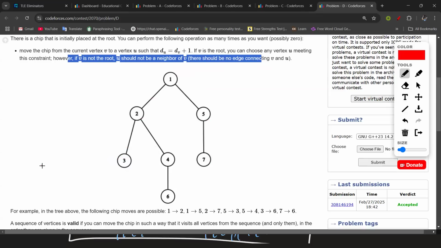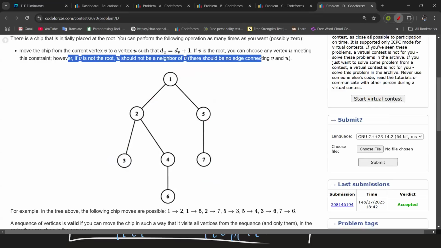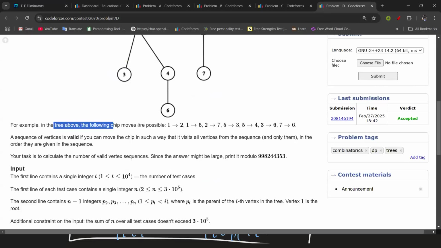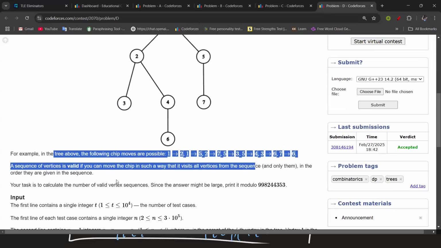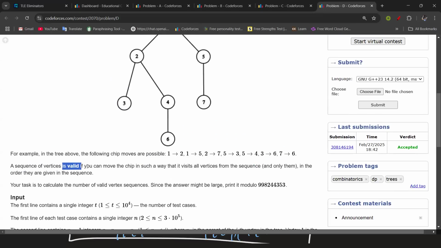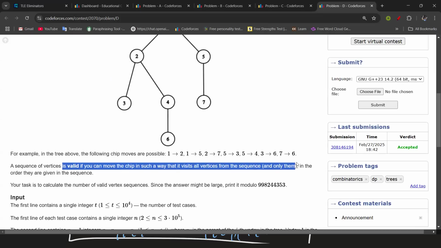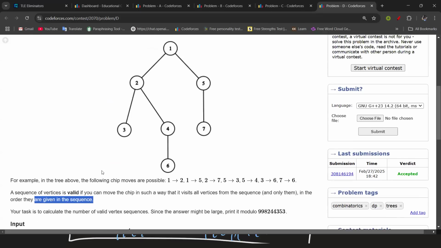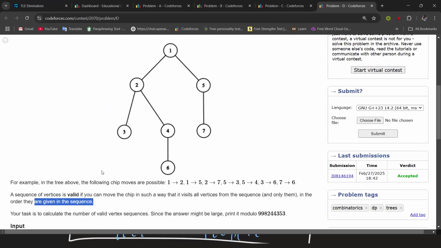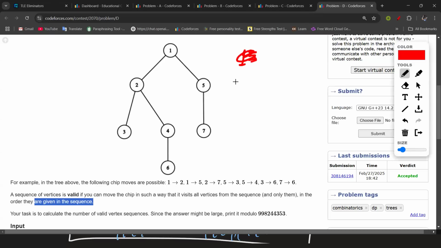Okay, now if that is clear, for example, this example that is explained. A sequence of vertices is valid if you can move the chip in such a way that it visits all vertices from the sequence and only them in the order they are given in the sequence. Okay, so you'll say that a sequence is valid if you can create this sequence by moving the chip. Basically, if I'm telling the sequence is 1, 2, 7, that sequence would be valid if you can create this.